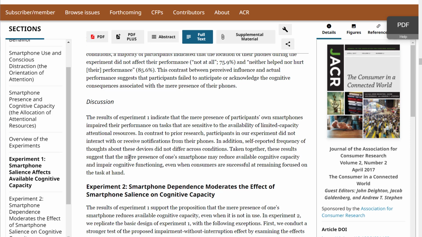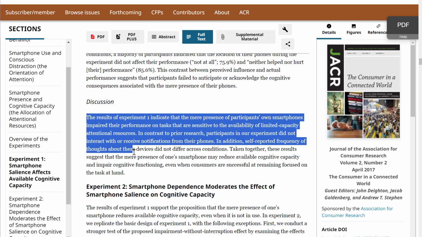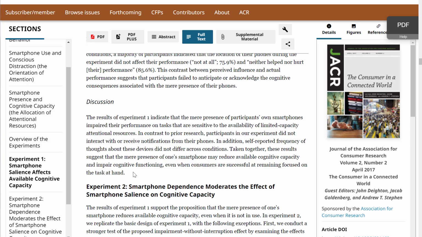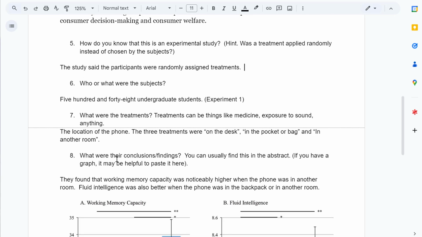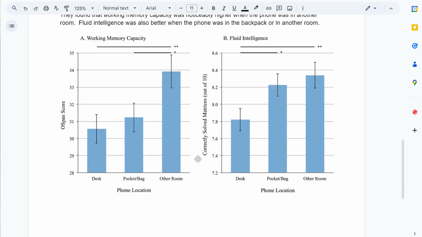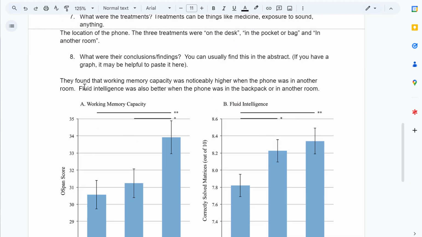Here's some discussion. Yeah, here in the discussion, it kind of states it again here. So you might find your answer in the discussion. So that would be right here. What were their conclusions, findings? So that's the last question I asked on this.